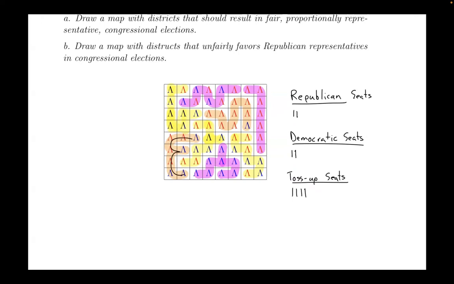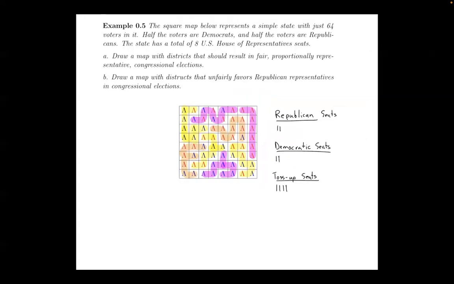It's going to kind of result in which party turns out stronger. So this would be an example of due diligence in trying to draw a fair map for equal representation for each party.